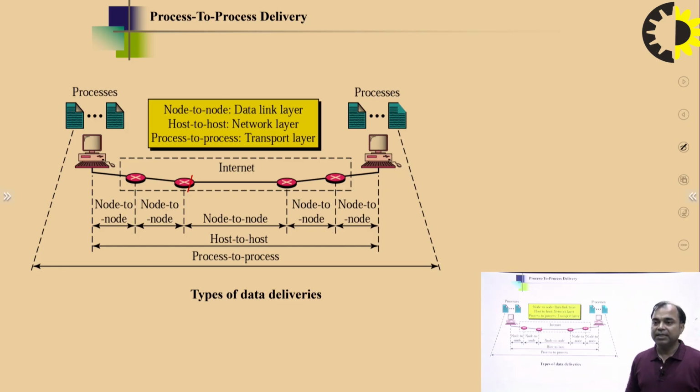So we are dealing with the transport layer now. We are concerned with this process to process transfer of data. This is how the types of data are delivered over a network. Clear?